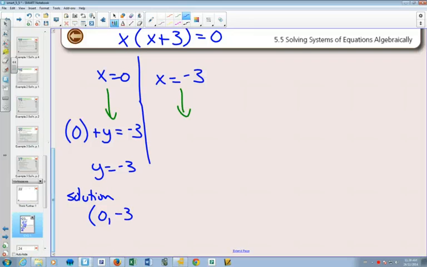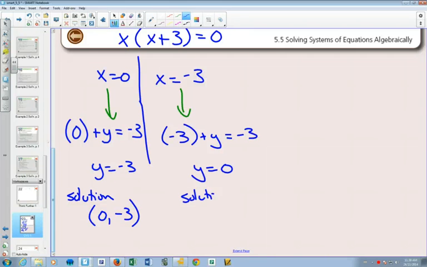So this solution is this point: when x is 0, y is negative 3. In this one, we'd plug in negative 3 plus y equals negative 3. Add 3 to both sides. y is equal to 0. So this solution is negative 3 comma 0.